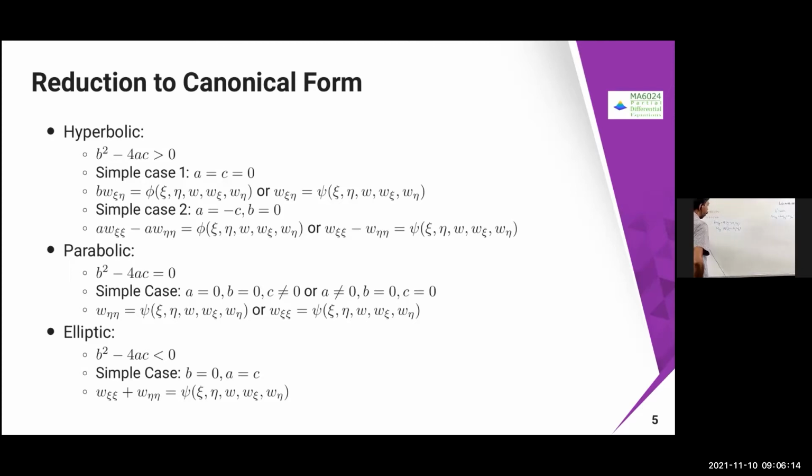Okay. So another case, the second case, is that you can put a equal to minus c and b equal to 0. Case 2.